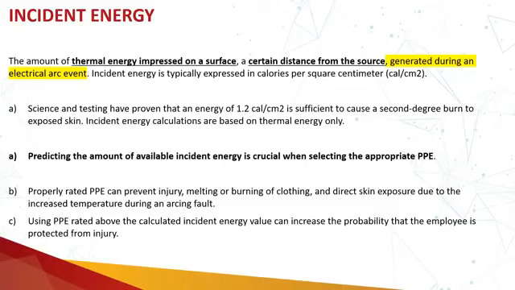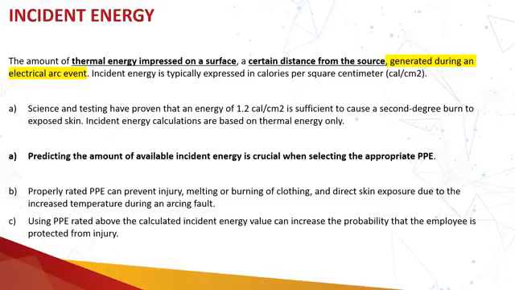So the PPE category method does not directly provide you the incident energy, but it refers to the category level which you need to wear in order to protect yourself from the energy level. So properly rated PPE can prevent injury, melting or burning of clothing, and direct skin exposure due to increased temperature during an arcing event.